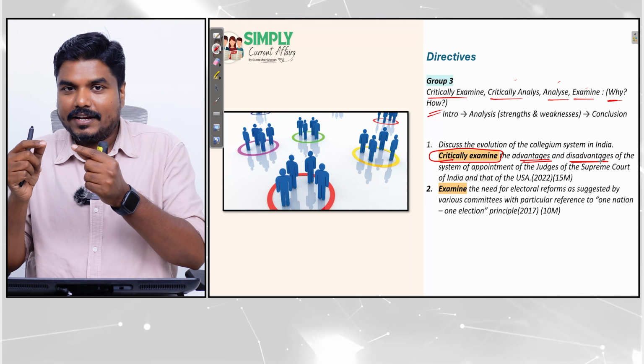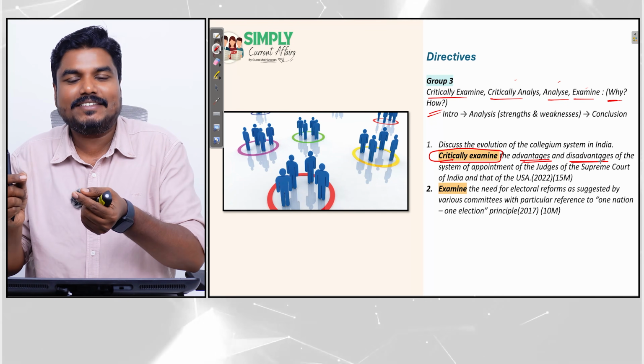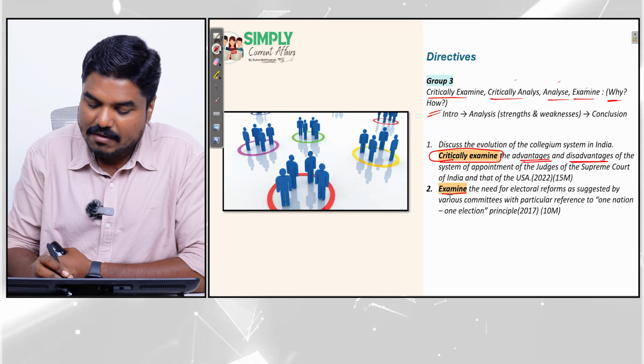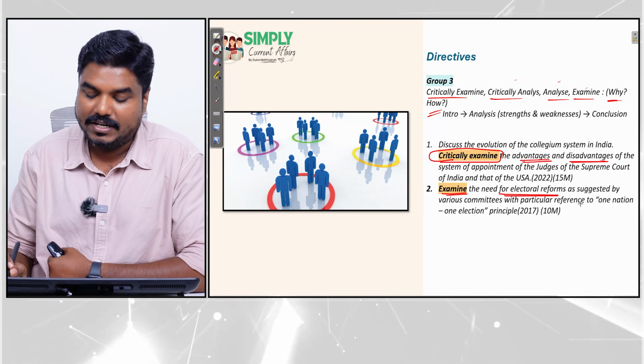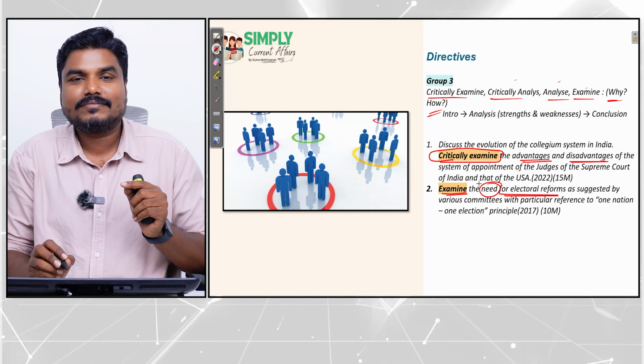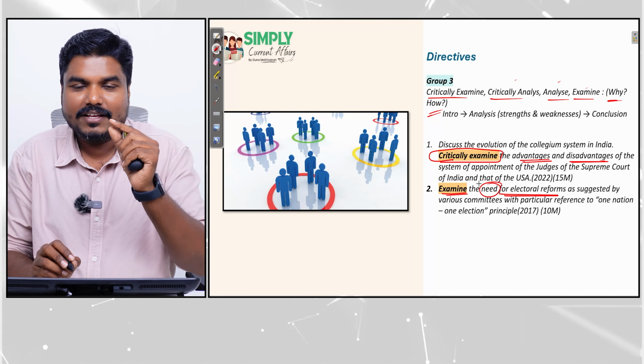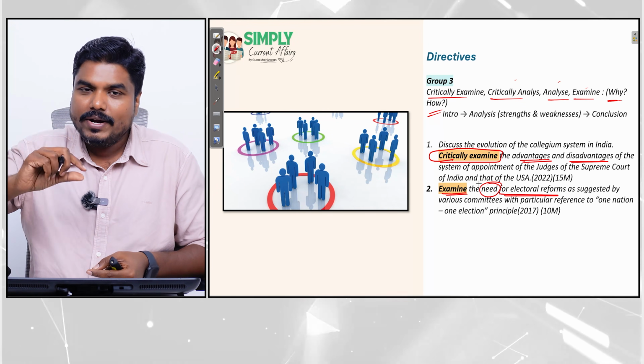You are able to take a decision based on reasoning. Look at the second one. Examine the need for electoral reforms as suggested by various committees. Examine the need. Some reasoning is coming, right? So why it is needed, how it is needed.